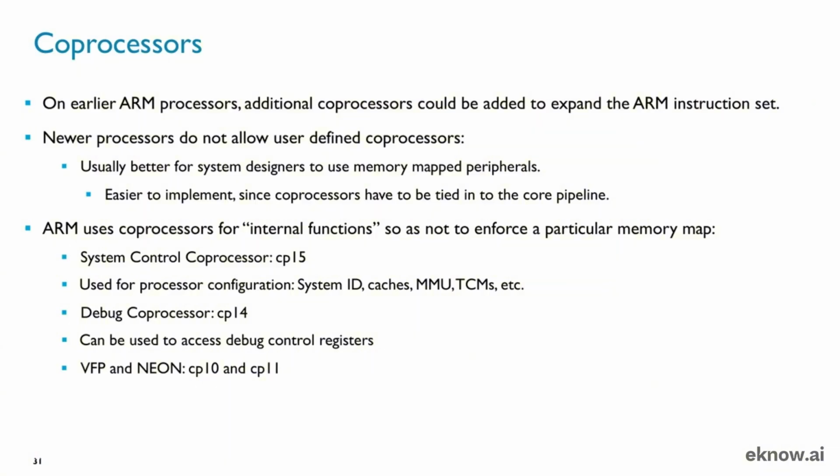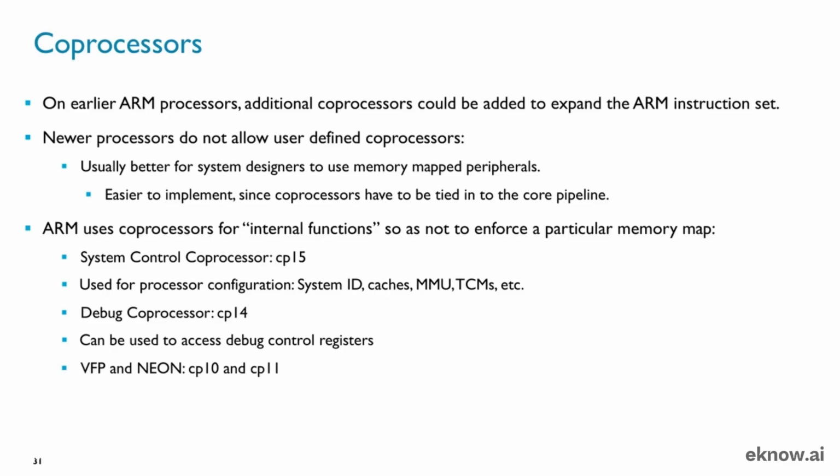Historically, on earlier ARM processors, system designers had a lot of flexibility. They could actually design their own custom coprocessors and add them to the ARM core. This was a powerful way to expand the ARM instruction set. For example, if you were building a device that did a lot of a specific type of mathematical calculation, you could create a coprocessor with new instructions just for that task, making your device much faster.